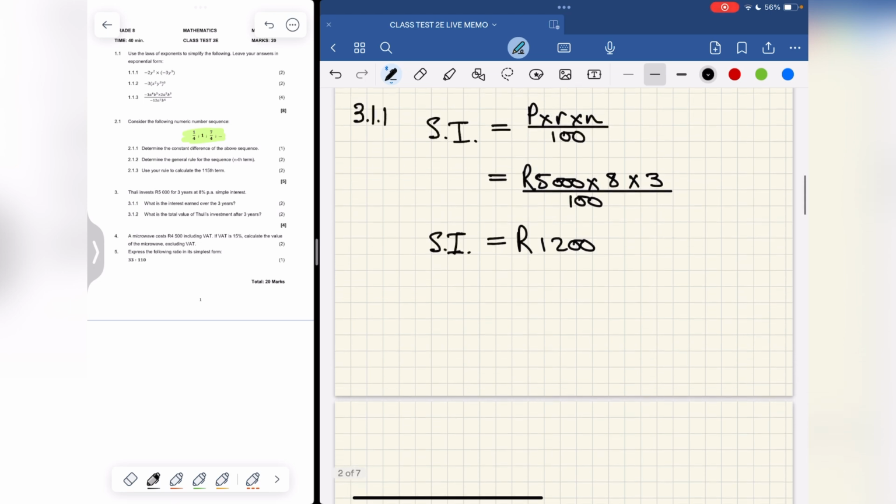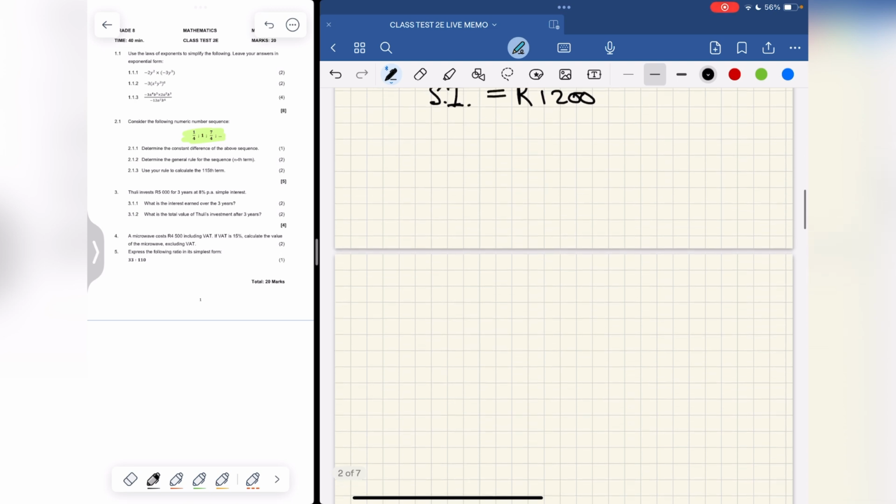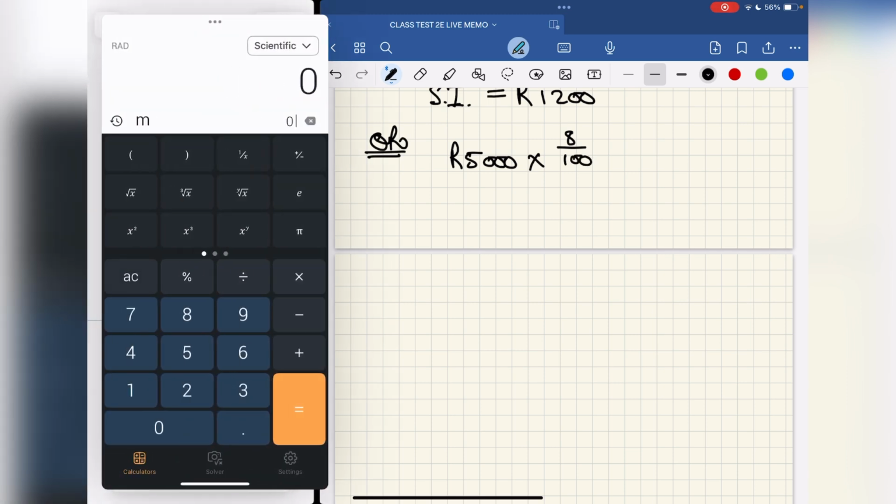Okay, we could of course have done it the other way. We could have said, if I take 5,000 Rand and multiply it by 8 over 100, which is my interest rate for 1 year, I would get 5,000 multiplied by 0.08, and that would be 400 Rand. And this would be my interest for 1 year.